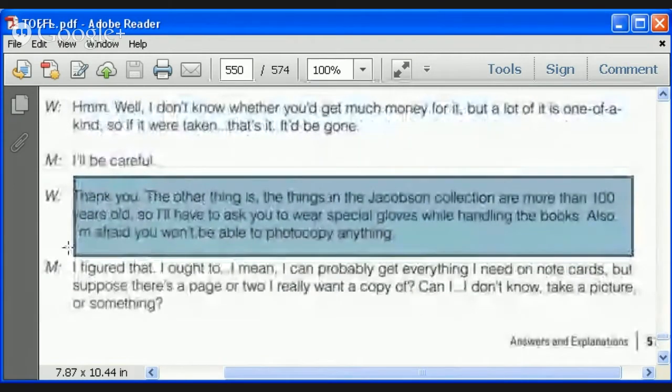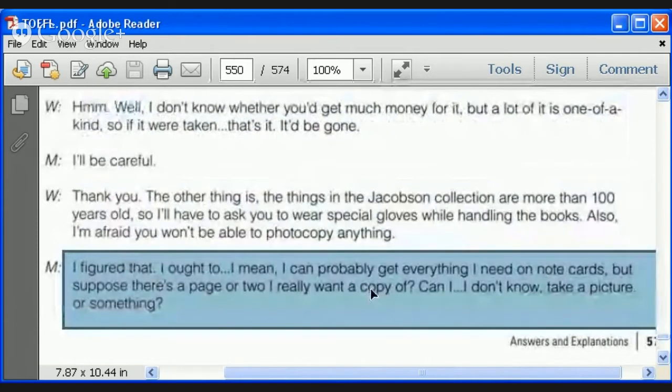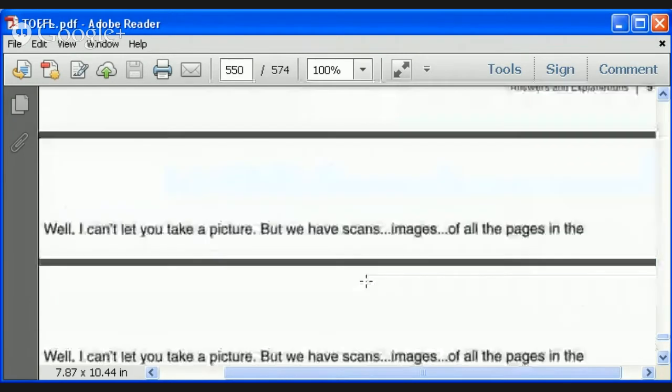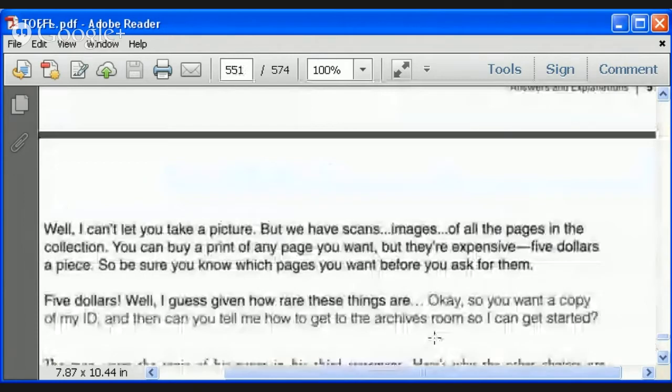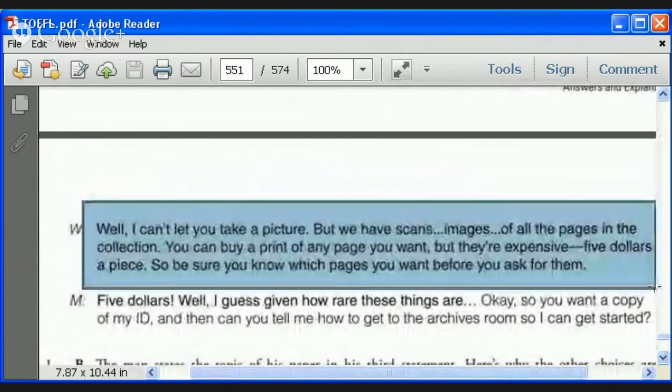I figured that. I can probably get everything I need on note cards, but suppose there's a page or two I really want a copy of. Can I, I don't know, take a picture of something? He's asking a direct question, to perk up your ears because the answer has a large potential to have a question about it.